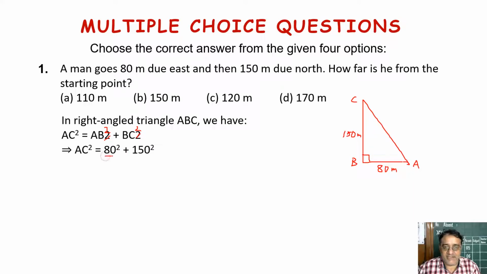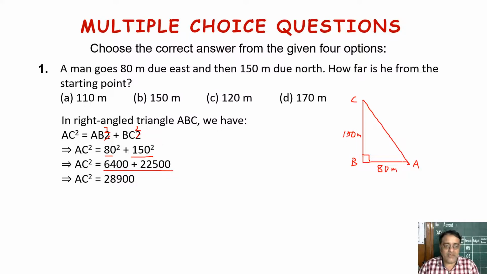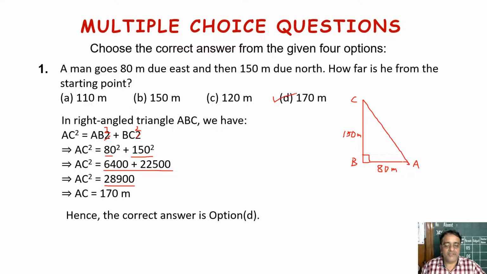80 square is 6400 and this is 22,500. If you add these two, you will get 28,900. So what is the square root of 28,900? 170. Very good. So which option is the correct one? Option D, right. So this is first question.